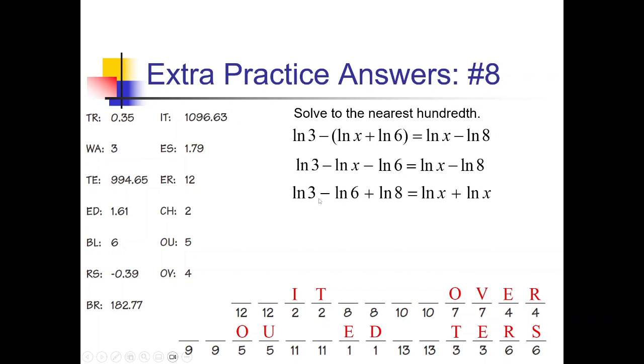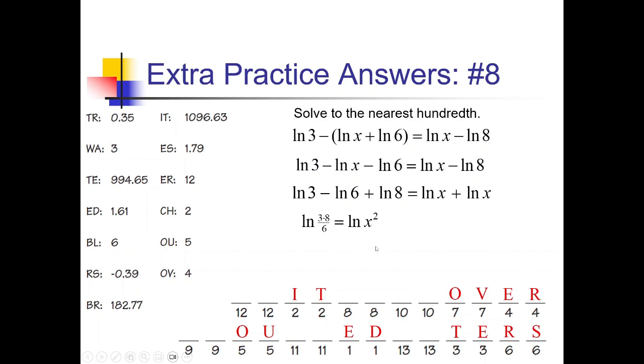So on the left side, I've got a 3 and an 8, 3 times 8 in the numerator, and a 6 in the denominator. So 3 times 8 divided by 6 inside one big ln. And we'll simplify that a little more in a minute. Over on the right side, I'm adding the logs, so I'm going to be multiplying the x's together. So ln of x squared.